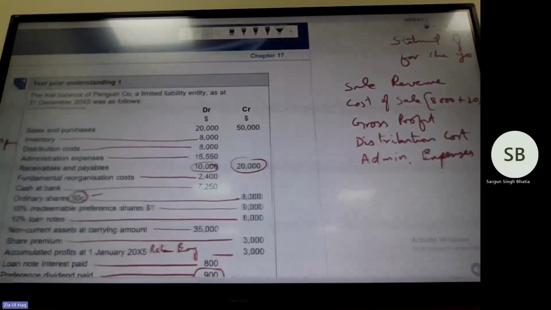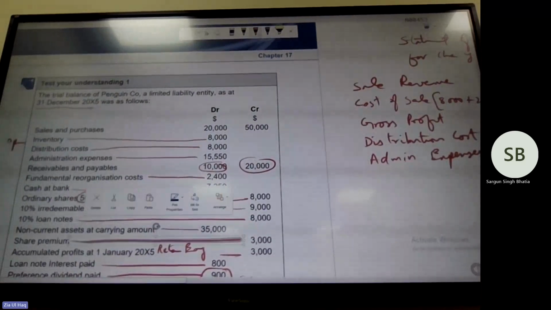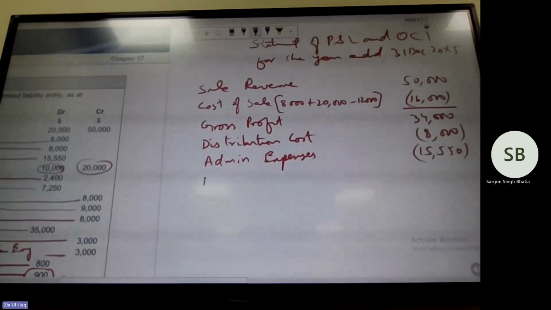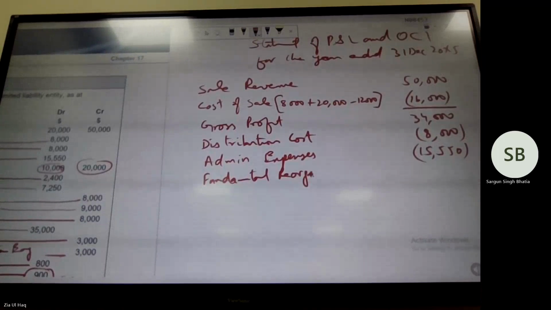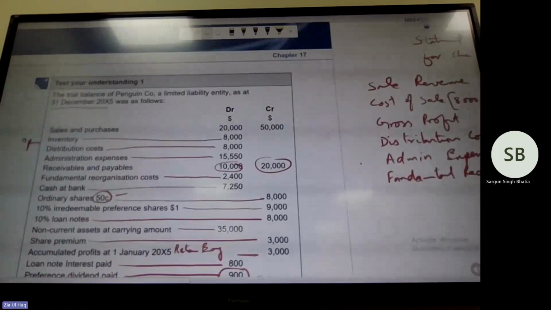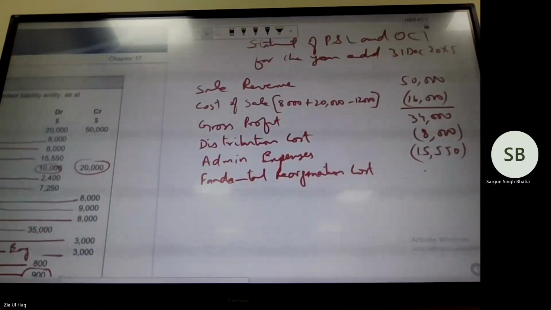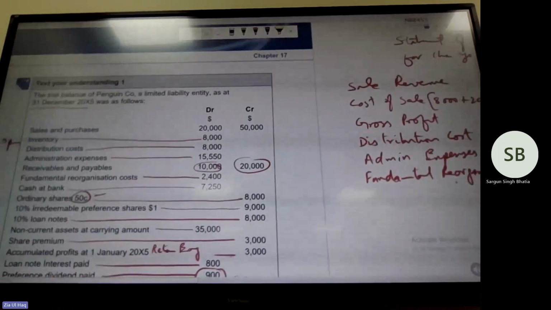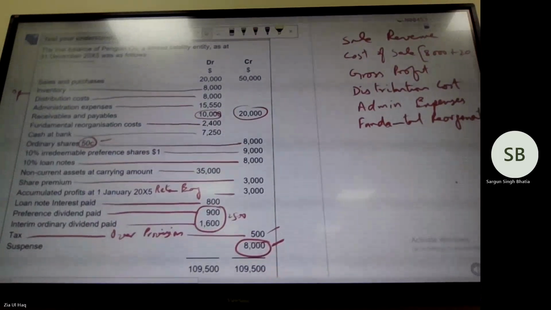What are the other expenses available here? There is a fundamental reorganization cost, meaning other expense. What was the amount? 2,400. What else? What are the other expenses? Nothing. We have interest expense. Where is interest expense? 800.